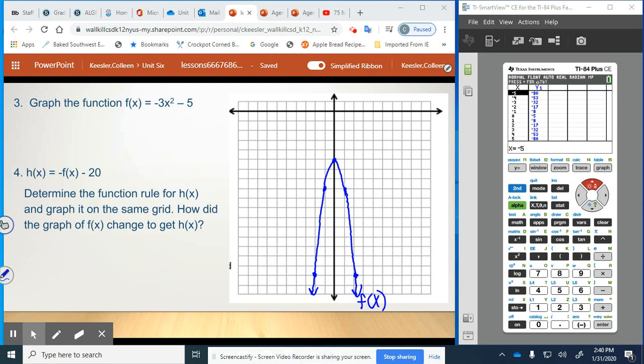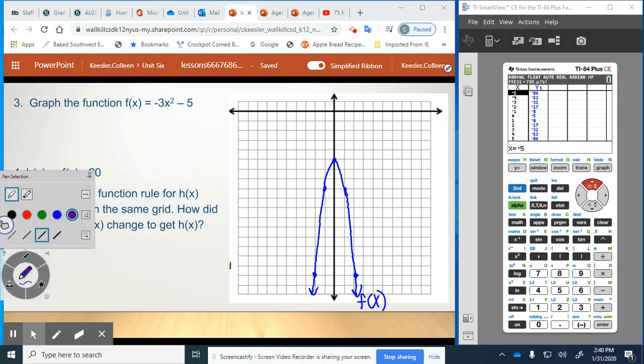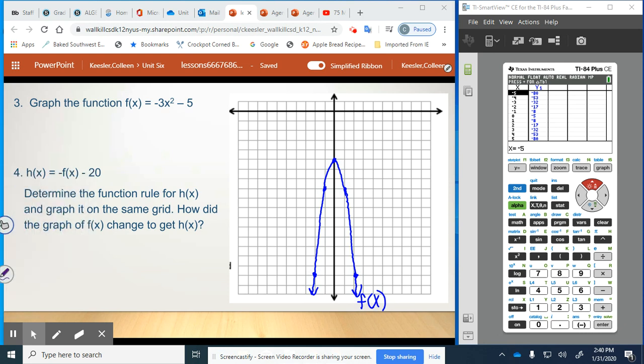So now the next part says to apply h of x, and h of x is negative f of x minus 20. So we're going to negate all of our f of x, and then we're going to subtract 20 in the end. So again, I could leave it or I could distribute the negative and rewrite the function, but we can easily put that into our calculator as well.